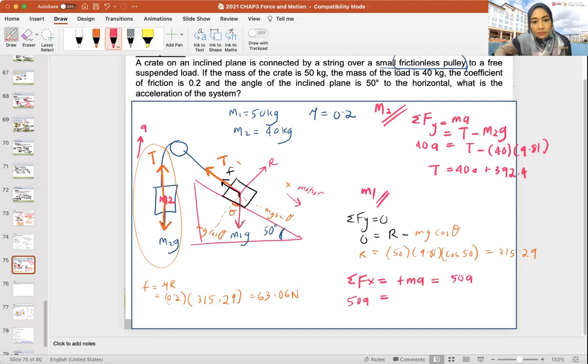So we have mg sin theta. I forgot to draw its arrow. mg sin theta positive minus T minus F. We know what F is. F is supposed to be 63.06. We know what mg sin theta is.